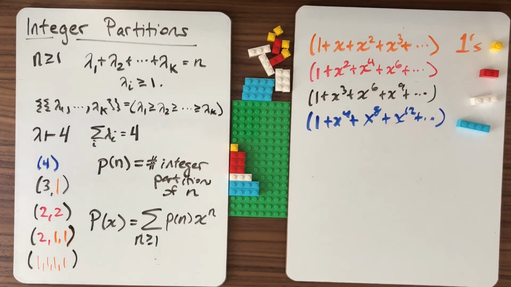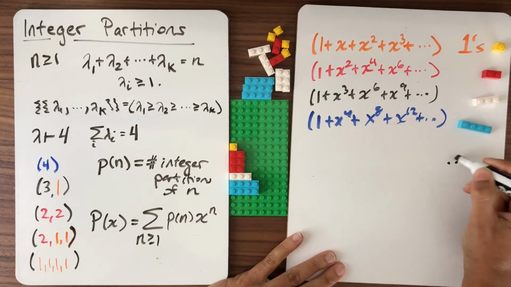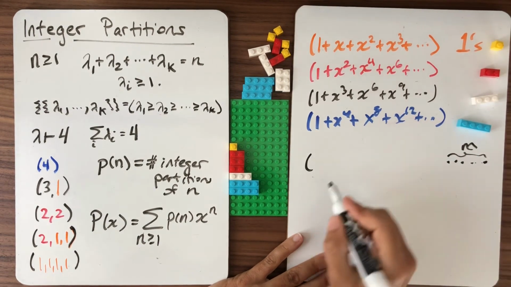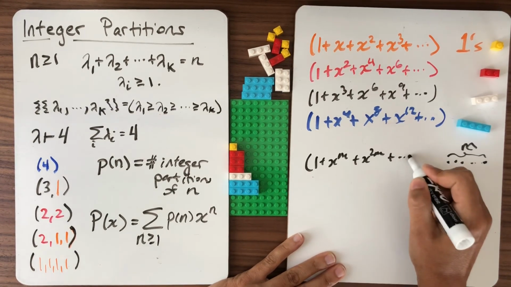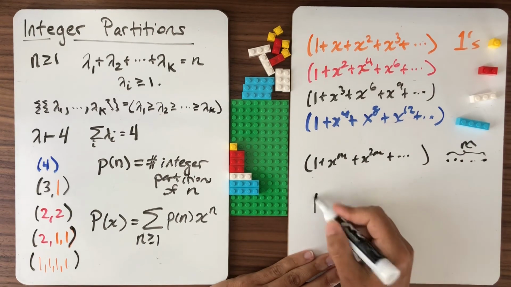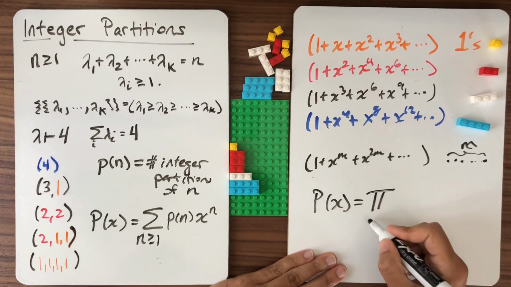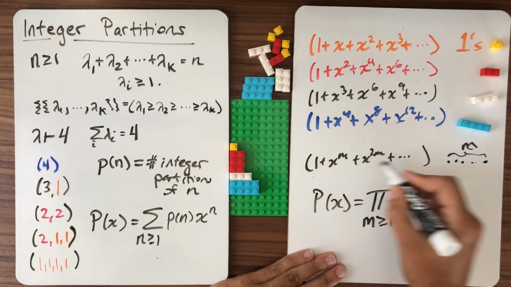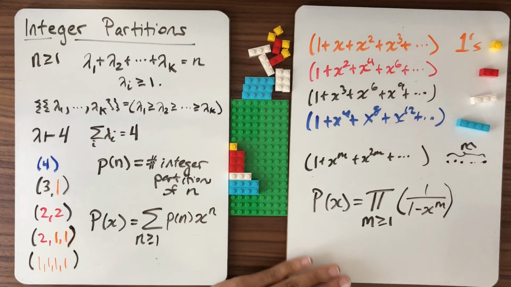I have 1 plus x to the 4th plus x to the 8th plus x to the 12th plus, and so on. And the general term, of course, that I'm getting is when I want to take a part of size m, then I just get 1 plus x to the m plus x to the 2m, and so on. So that tells me that p of x is the product for each of these parts, so we'll maybe let that be m greater than or equal to 1, of, what is this infinite series? That's just 1 over 1 minus x to the m. And that's the formula for the generating function.